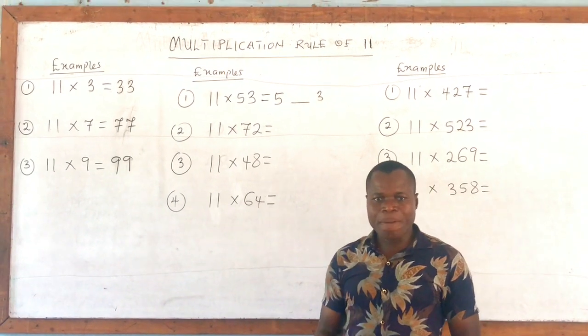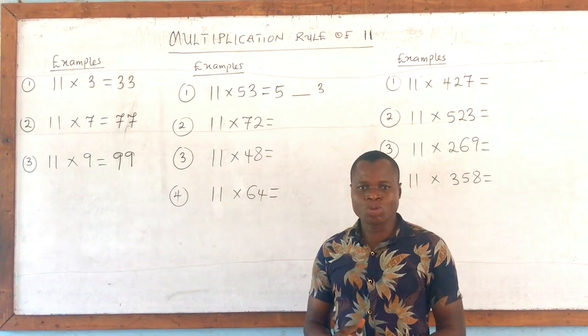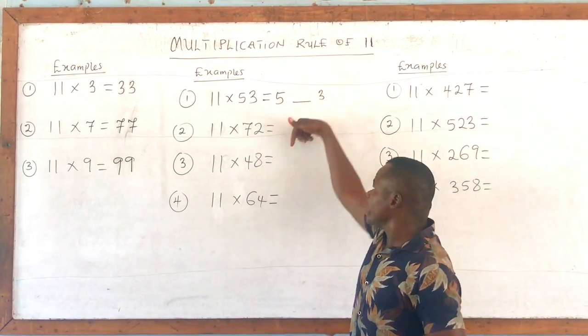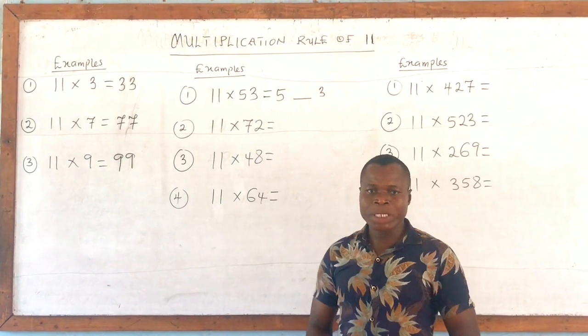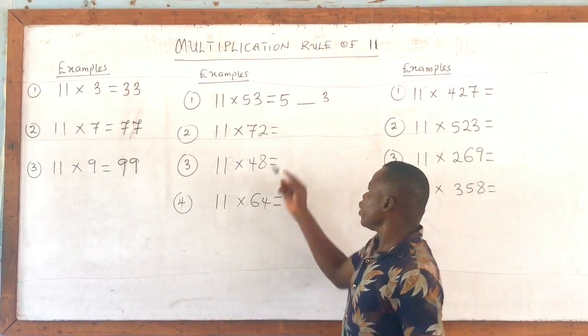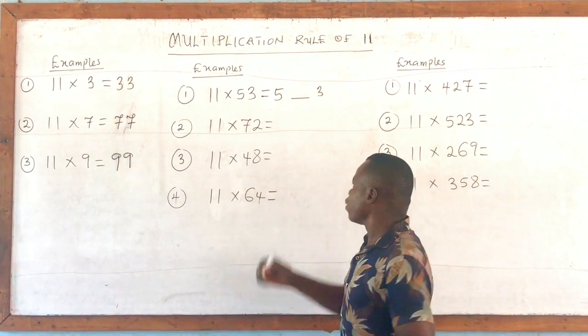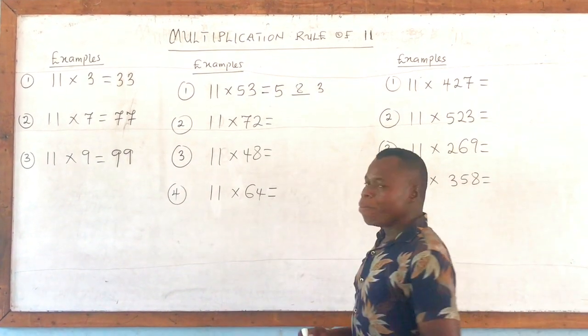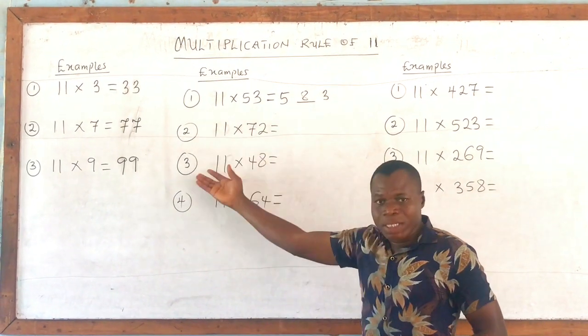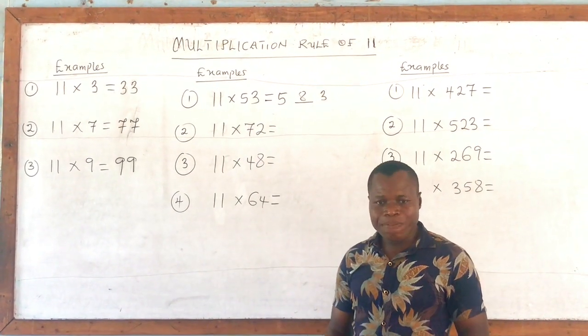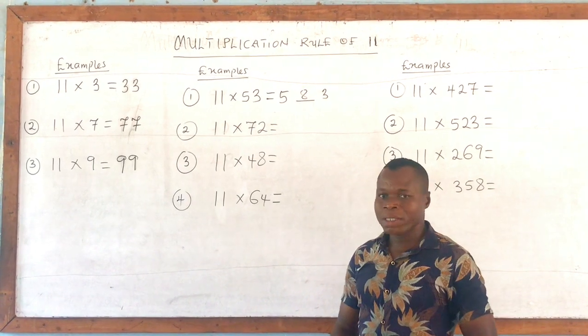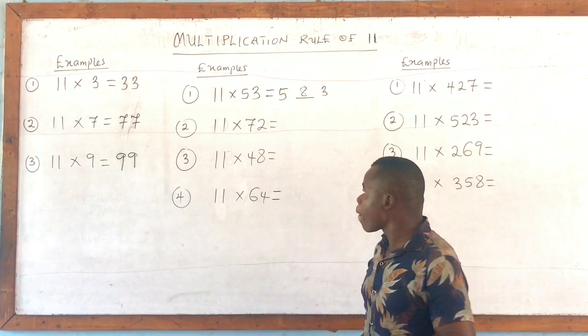The next step is to add the digits together. What you get, you put in the space between the digits. So here I'll take 5 plus 3, and 5 plus 3 is 8. Then I'll write 8 there, meaning 11 times 53 is 583. This is very, very simple.